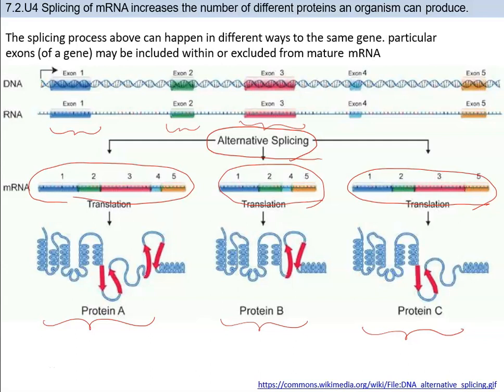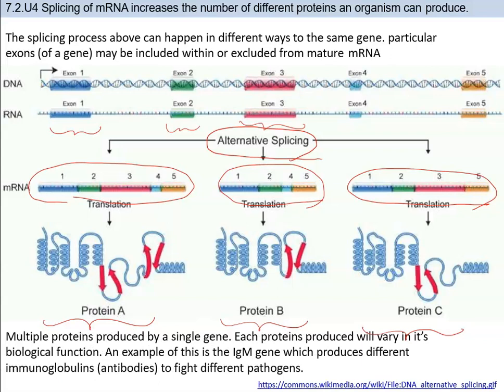The splicing process above can happen in different ways to the same gene. Particular exons of the gene may be included within or excluded from the mature mRNA, and multiple proteins are produced by a single gene. Each protein produced will vary in its biological function. An example of this is the IgM gene, which produces different immunoglobulins, meaning antibodies, to fight different pathogens.